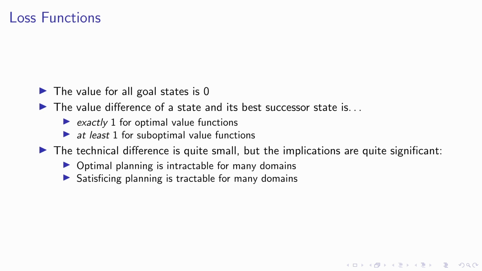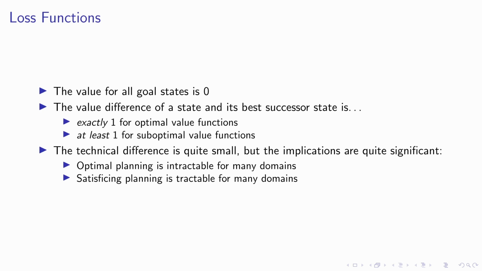I will give a simple overview of the loss functions we use in this paper. If a state is a goal state, then the value should be 0. And if the state is not a goal state, then the value difference between it and its best successor state should be either exactly 1 or at least 1. When we restrict the difference to be exactly 1, then we are learning optimal policies. However, when we allow the difference to be greater than 1, then we are potentially learning suboptimal policies.